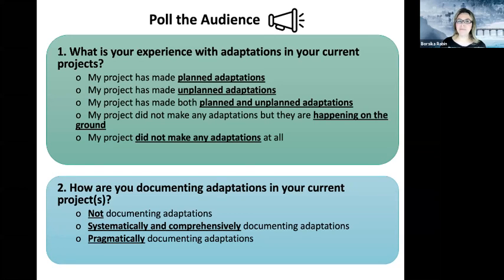And that will be about your practices around documenting adaptations in your current projects. And the options there are, I am not documenting adaptations at this time. I am systematically and comprehensively documenting adaptations, kind of state-of-the-art approach. And I'm using some pragmatic documentation approaches as the third option.